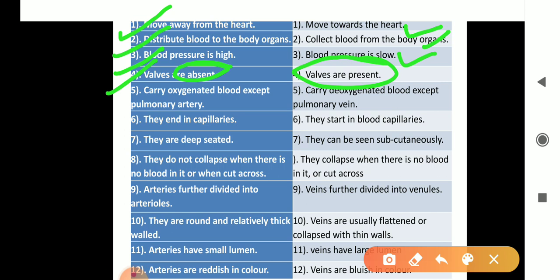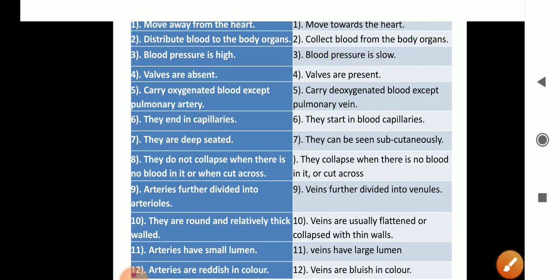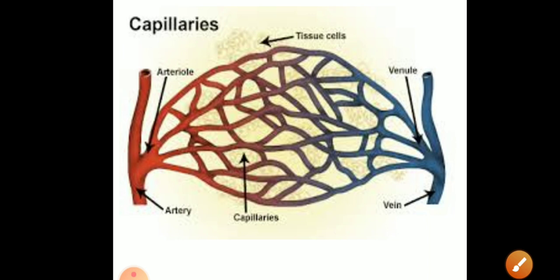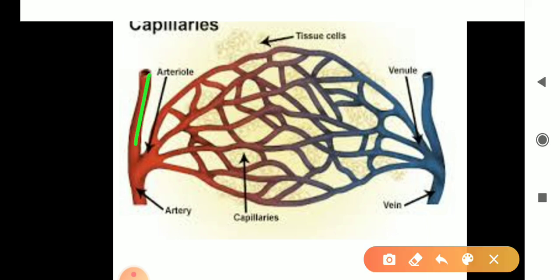Next, arteries carry oxygenated blood, except the pulmonary artery, whereas veins carry deoxygenated blood except the pulmonary vein. The next, arteries end in capillaries, whereas veins start from the blood capillaries. Now see the previous slide. In this slide you can see capillaries are dividing. Now here you can see these are collecting, all the capillaries join together and form the vein.